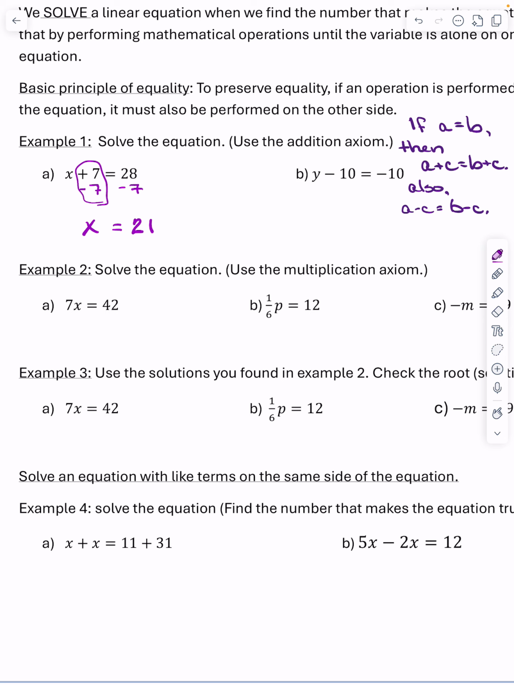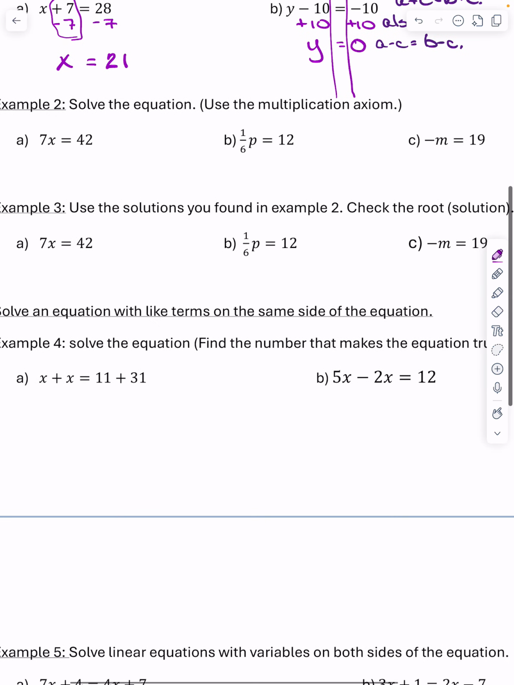B, I want to get the y by itself, so I want to get rid of that minus 10 part. So I'm going to add 10. And sometimes it helps, call these railroad tracks, to set the two sides apart. So you know when you're adding or subtracting, it is happening on both sides. And when I add 10 on both sides here, I get y equals 0. And 0 is a valid expression, a valid answer. 0 is a number.